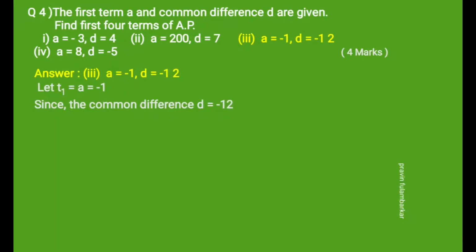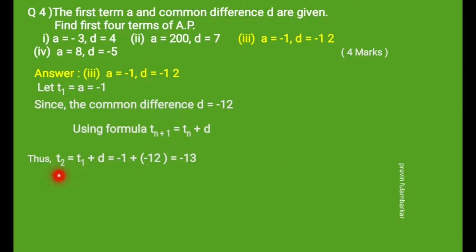Now see third sub question. A equals -1, d equals -12. So we write here, let t1 equals a equals -1. Since the common difference d equals -12, so we use the formula tn plus 1 equals tn plus d. So we calculate t2. t2 equals t1 plus d. t1 is -1 and d is -12. So -1 -12 we get -13.